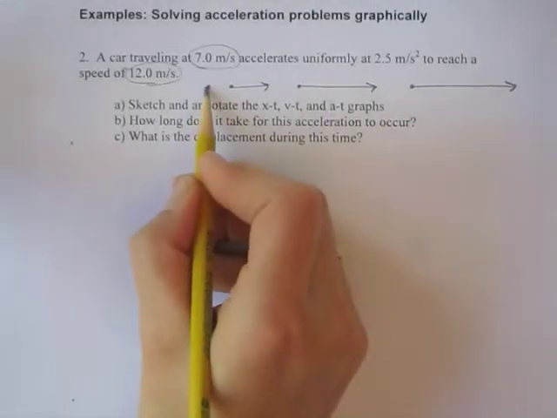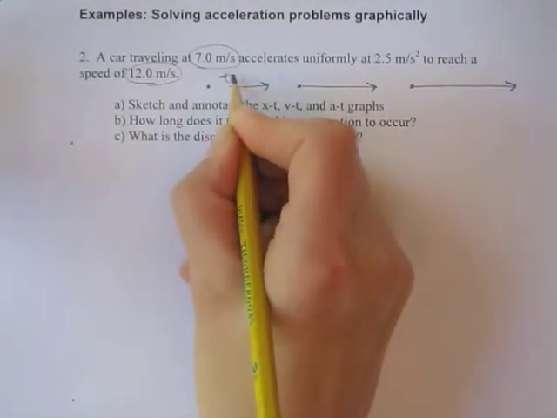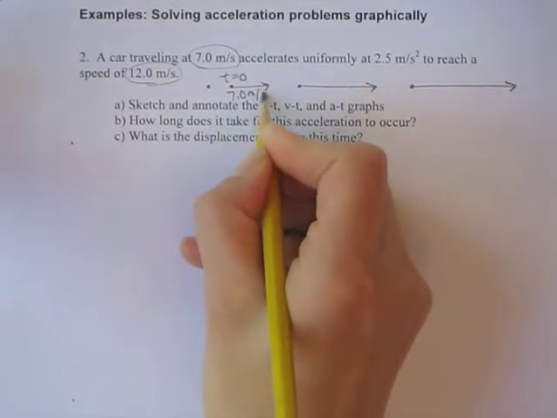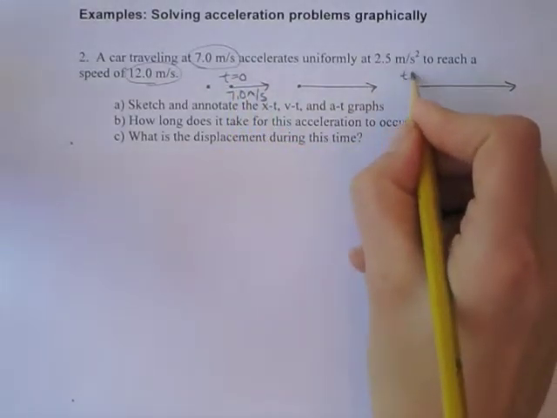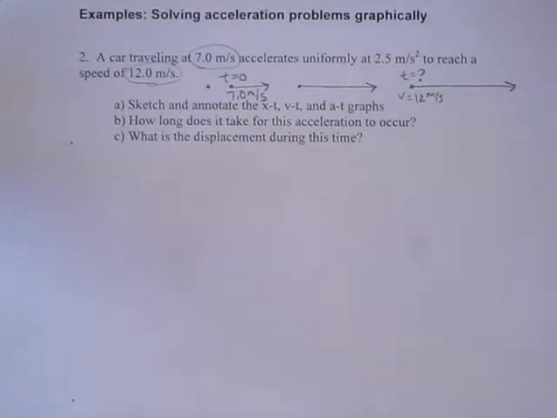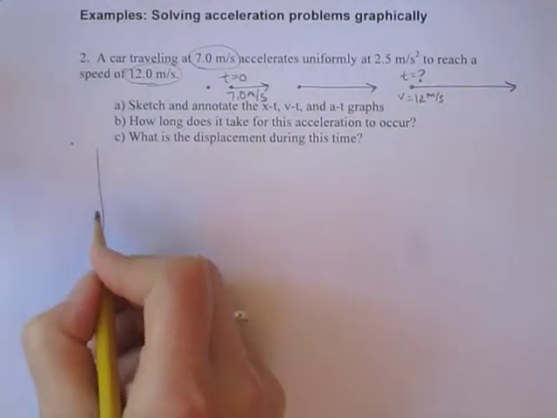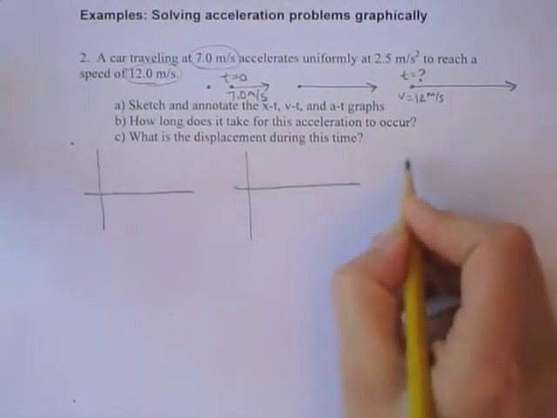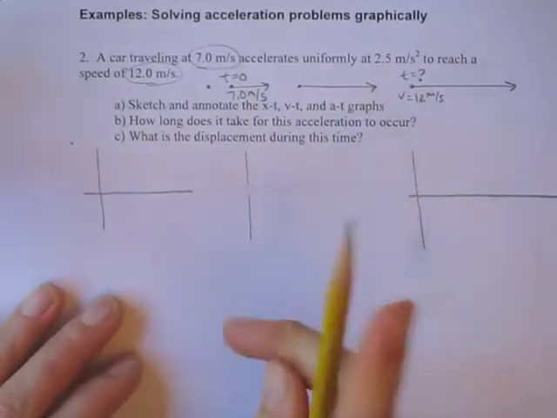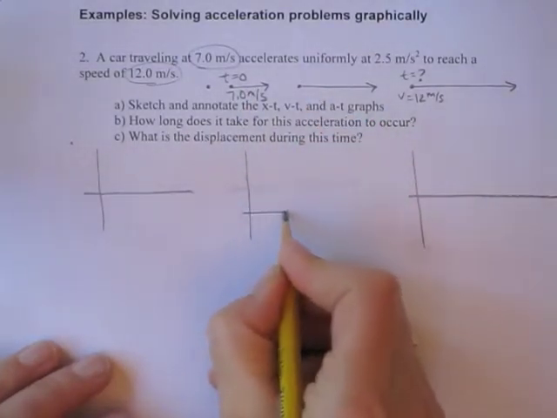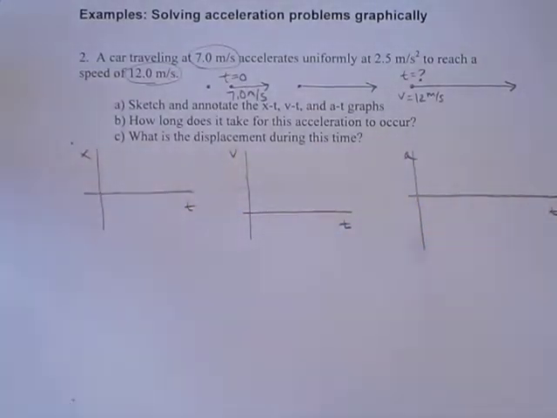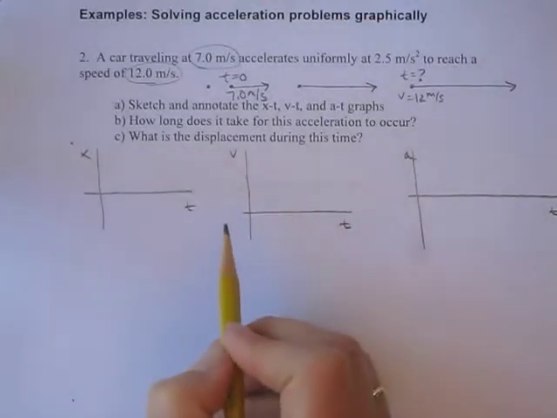But actually it didn't start at rest, so time 0 would be maybe here, where it already has a velocity of 7 meters per second. And then some later time, which we don't know what time that is, it had a velocity of 12 meters per second. So we're going to sketch the graphs. And on this one I think I'm going to want a little more space in the top half. Okay, so what could I label on my graph?